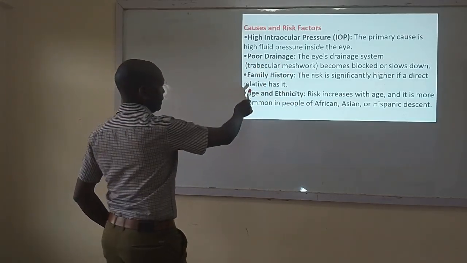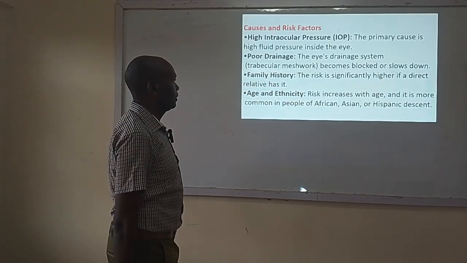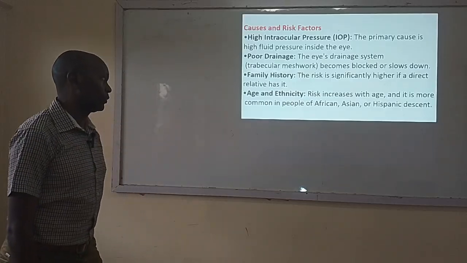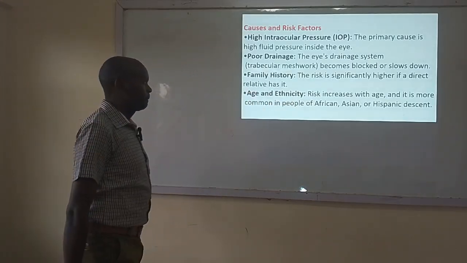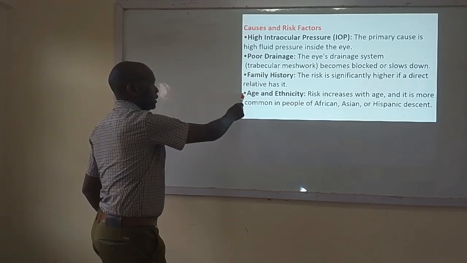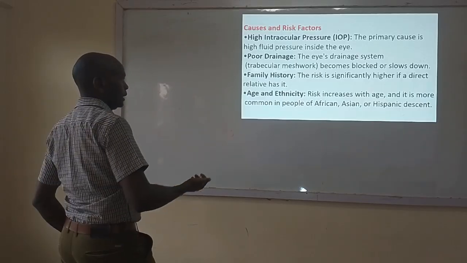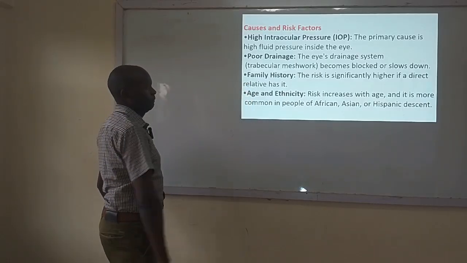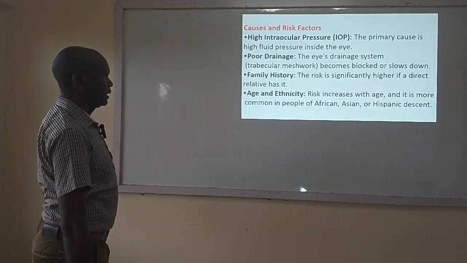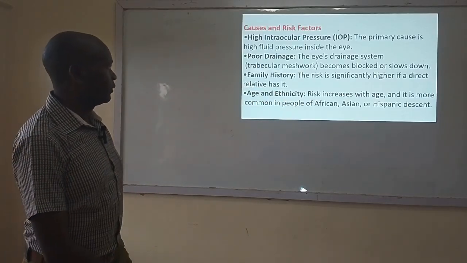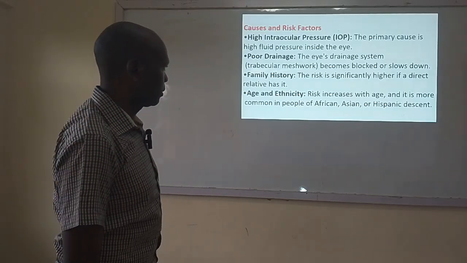If you have a family history of glaucoma, that is also a risk factor. Sometimes age and ethnicity. When we talk of age, it affects mostly the elderly. And when we talk of ethnicity, mostly Africans and Asians are at high risk of getting this condition we refer to as glaucoma.